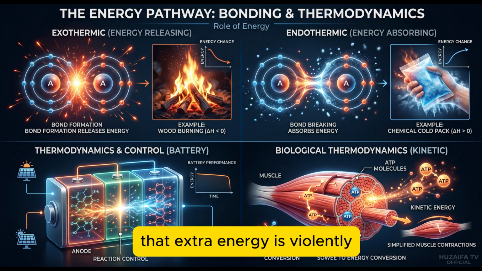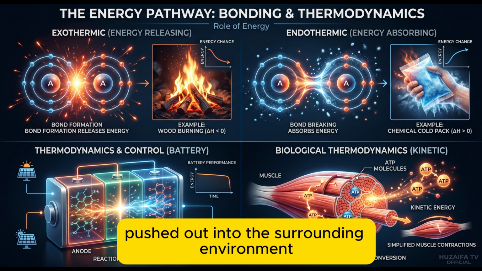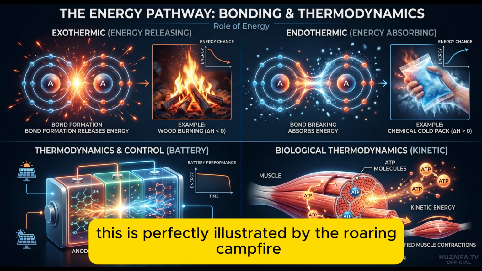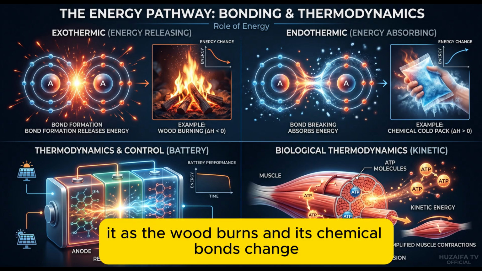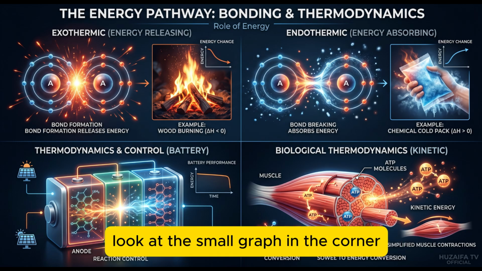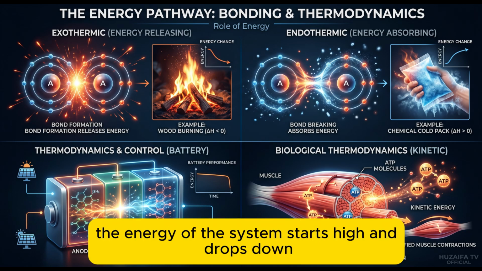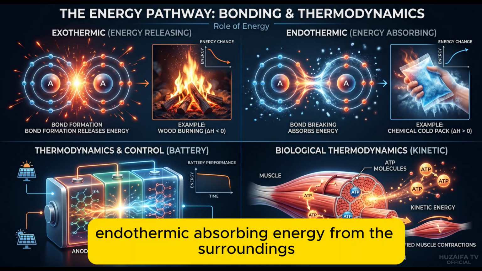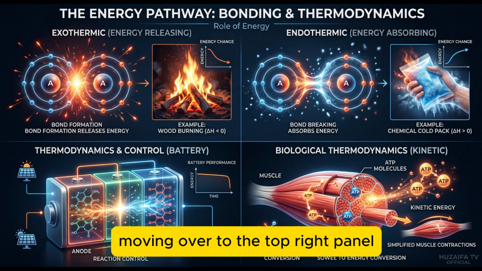That extra energy is violently pushed out into the surrounding environment as heat or light. This is perfectly illustrated by the roaring campfire below it. As the wood burns and its chemical bonds change, it releases massive amounts of thermal energy. Look at the small graph in the corner. The energy of the system starts high and drops down, which is why chemists represent this with a negative change in enthalpy.